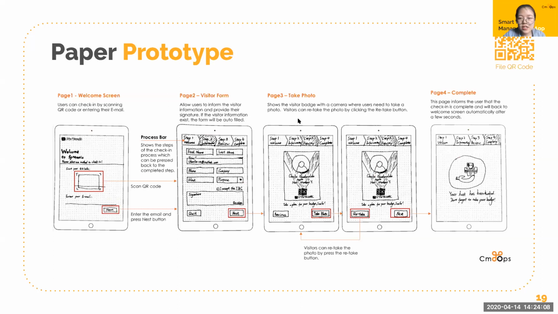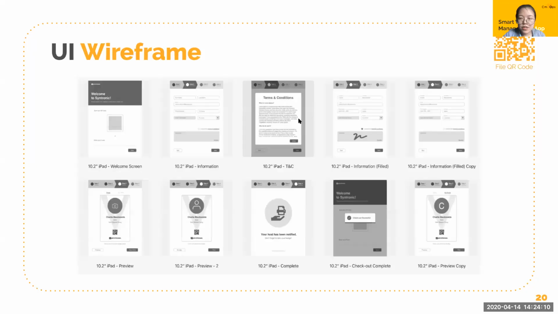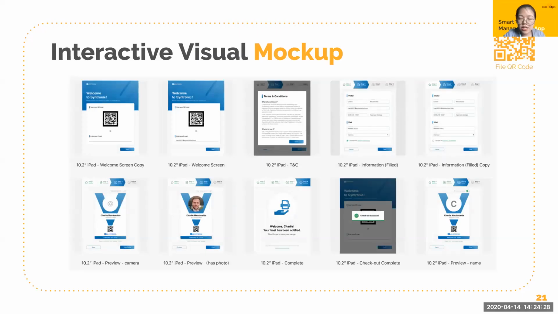Based on this paper prototype, we create the UI wireframe with black and white that finalize the layout of this app. After our client reviewed and agreed with this wireframe, we started our visual design. At the same time, our developers started to code the main function of this app as well.